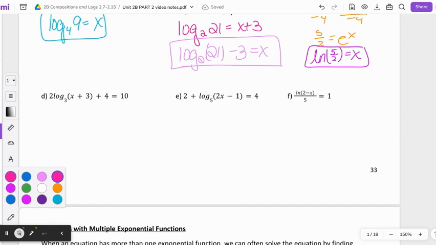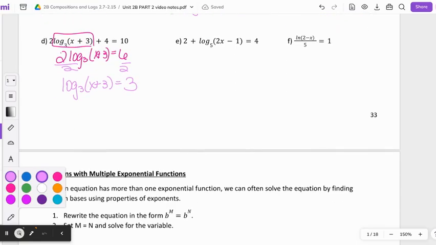All right, now we got some log equations. So we're going to isolate the log expression. Okay, so the log base 3 of x plus 3. We have to move the 4, so subtract 4 over. Then we will have to divide by that 2. All right, we only have a single log here, so we can convert to exponential form. So it'll be 3 to the 3rd power equals x plus 3. And this is just 27 over here. If I subtract 3 from both sides, I get 24.